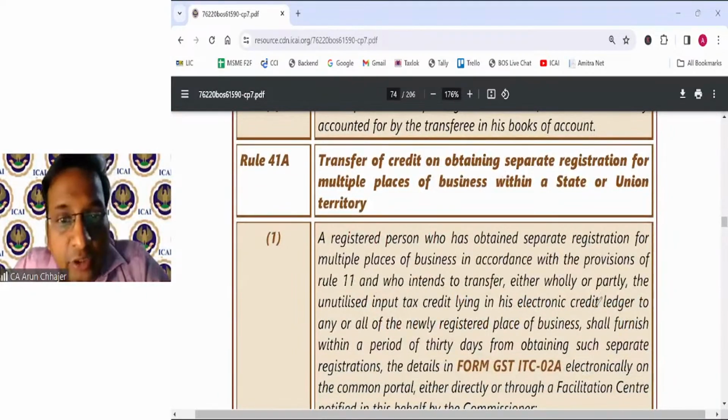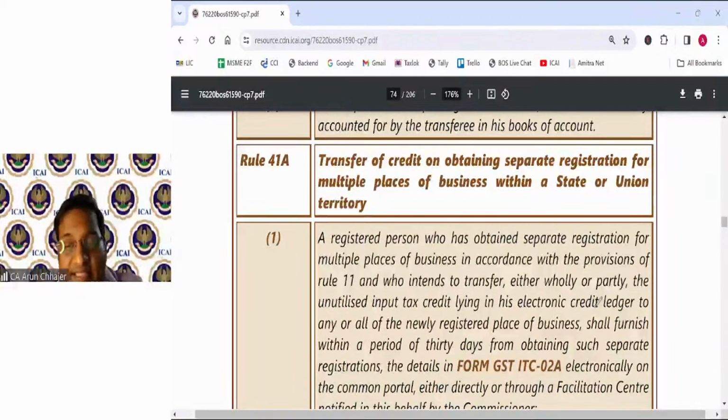Now, 41A, multiple place of the business within the state. In one state, you have opened the new registration. You have taken the new registration. Okay. In the registration chapter, there is a provision that you can take multiple GST numbers even in the same state. There is no problem. Initially, there was a concept of business vertical that has been omitted, yes, in 2017 itself. So now, if I have two places in the one state and I like to take two separate registrations, I can go for two separate registrations, or even if I like to take one registration, I'm okay. Please add that additional place of the business in your registration. That is okay. It is my choice.